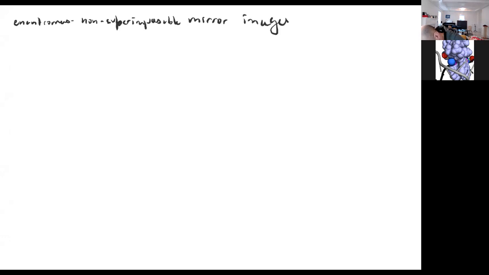So let me go back here, go back to the whiteboard. I'm pretty sure I lost everything. Yes, I did. Okay, so enantiomers are isomers that are non-superposable mirror images of one another.